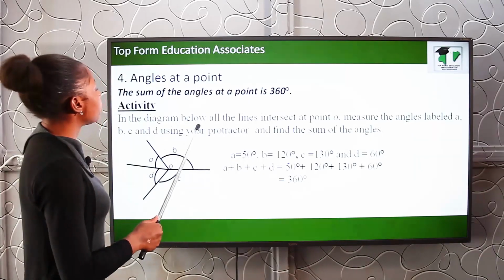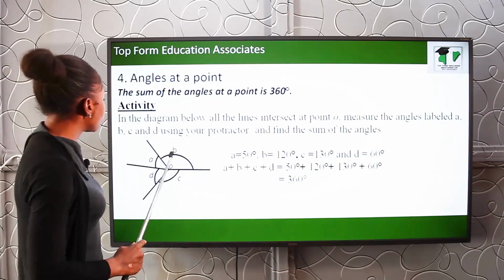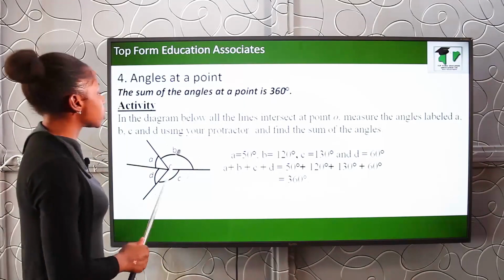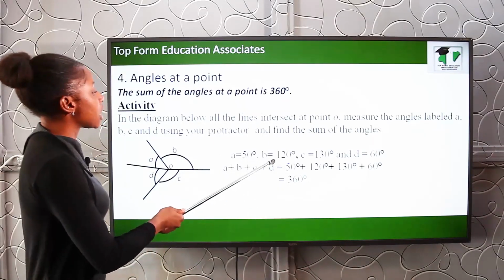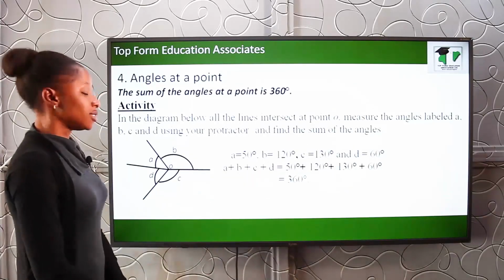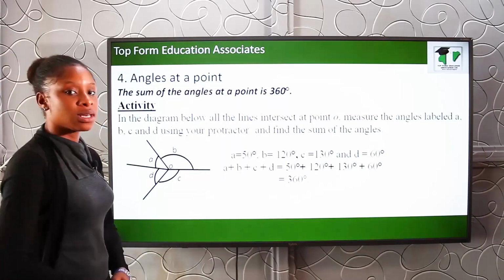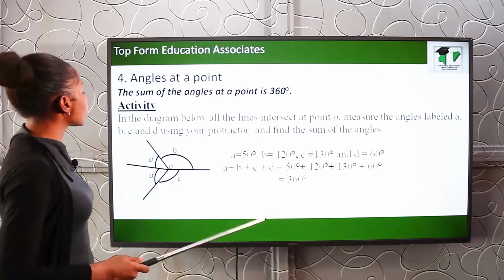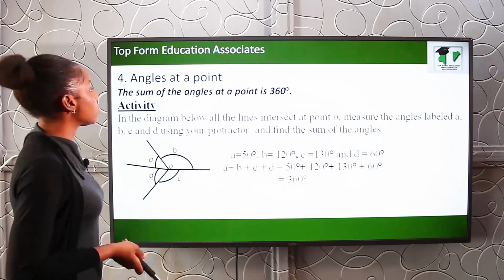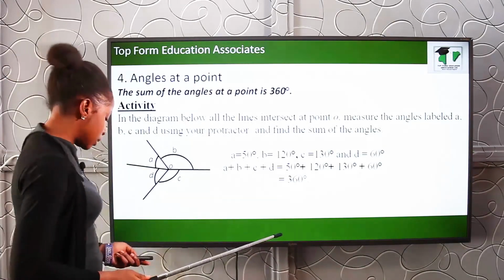In this diagram below, all the lines have intersected at this point, and we are asked to measure angle A, angle B, angle C, and angle D. When we use our protractor to measure these angles individually, we have A as 50 degrees, B as 120 degrees, C as 130 degrees, and D as 60 degrees. When you add all these angles together, we get 360 degrees. So, the sum of angles at a point, the sum of all these angles A, B, C, and D, is 360. They are all angles at a point.